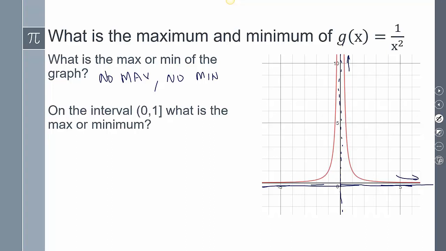But now if I establish an interval, it says on the interval 0, 1, what is the max or minimum? Well, on this interval now, I'm basically slicing the graph from right here to right here on this image. It is a continuous interval. It can't include 0, unfortunately. So there's still no maximum because it's going up to infinity. But right here, that's where it has to stop. So I do have a minimum.